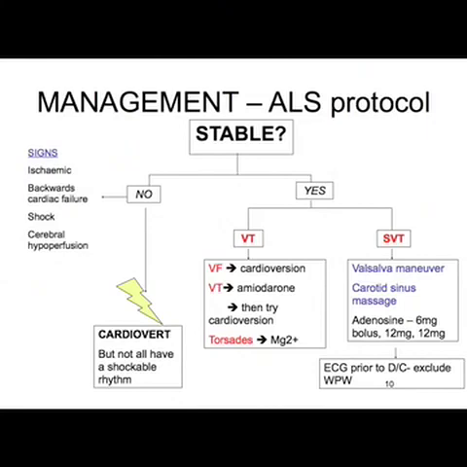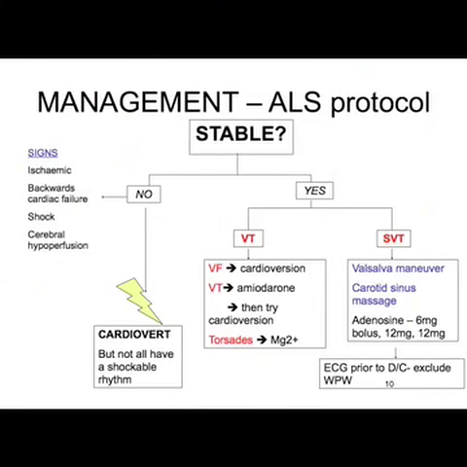So, let's say that the patient is stable. You then want to decide if they have an SVT or a VT. You would of course do this using the methods that I've already outlined. If they have an SVT other than atrial fibrillation or atrial flutter, then you would consider using vagal maneuvers, such as carotid sinus massage or the Valsalva maneuver. These are safe and often effective.